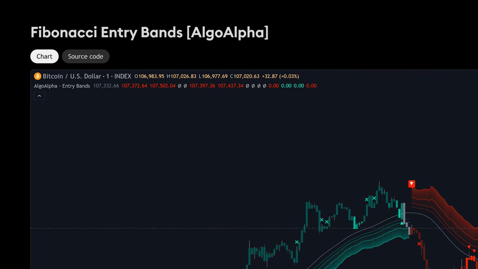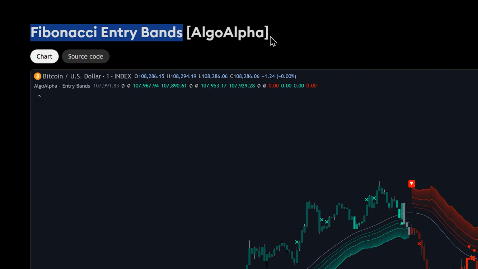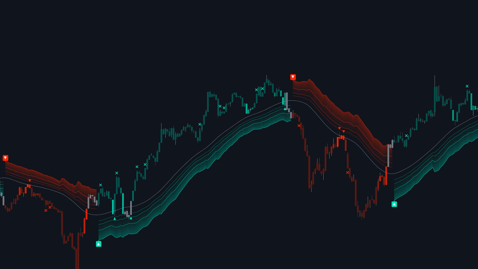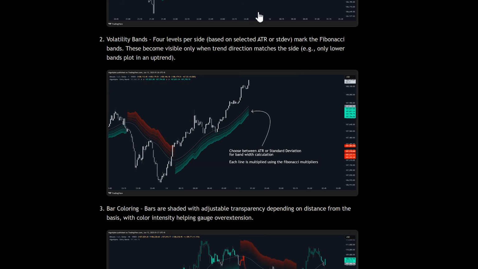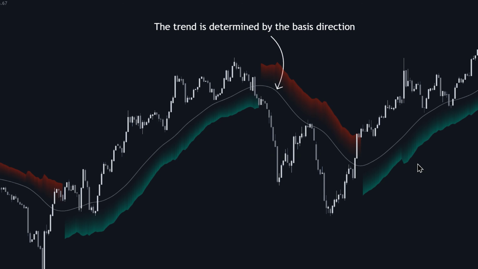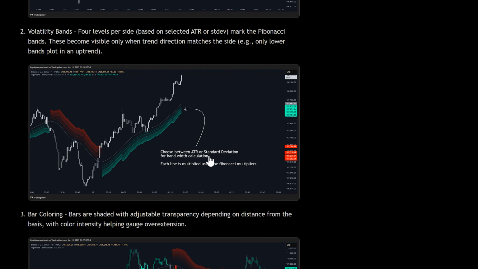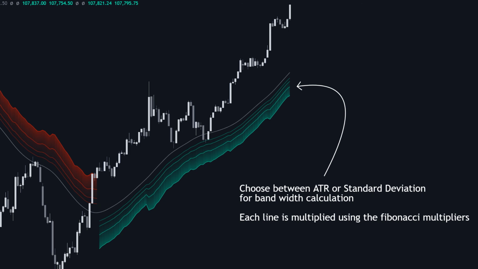What if your chart could tell you when a dip is a dip and when it's a trap? That's the idea behind Fibonacci Entry Bands by AlgoAlpha. It's built to give you a clean read on trend while timing entries with Fibonacci-scaled volatility bands around a smoothed moving average. We're going to walk through what it is, how to add it on TradingView, what all those bands and signals actually mean, how to tune the settings, and a few practical ways to use it.